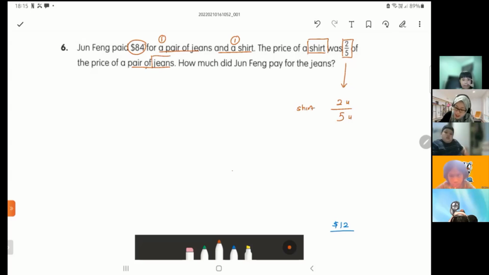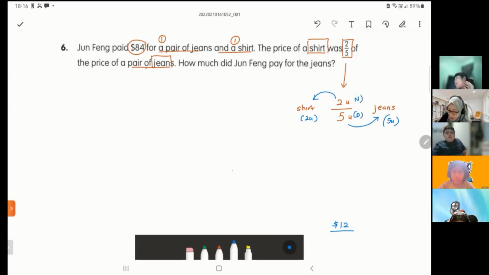The second one is jeans. Put it behind like that. Now you see the magic. The top number, or the numerator, will be for the first item. The second number, or denominator, will be for the second item. So it means the shirt is 2 units and the jeans is 5 units. Can you see? This is the numerator, this is the denominator.